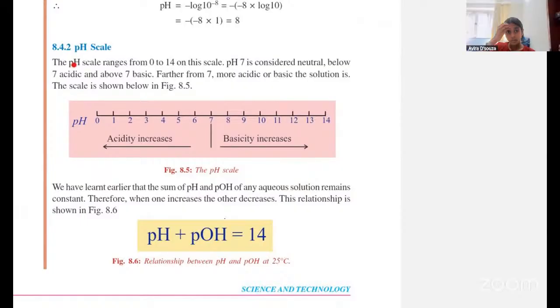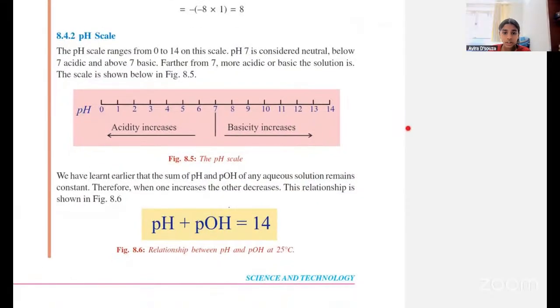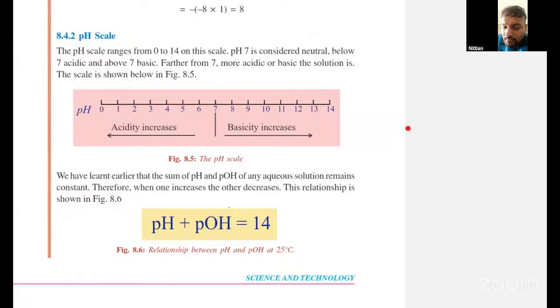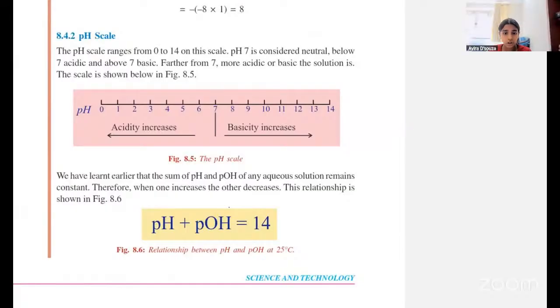The pH scale ranges from 0 to 14. On this scale, pH 7 is considered neutral. Below 7 is acidic and above 7 is basic. The further from 7, the more acidic or basic the solution is. The scale is shown below in figure 8.5. We have learned earlier that the sum of pH and pOH of any aqueous solution remains constant. Therefore, when one increases, the other decreases. This relationship is shown in figure 8.6.